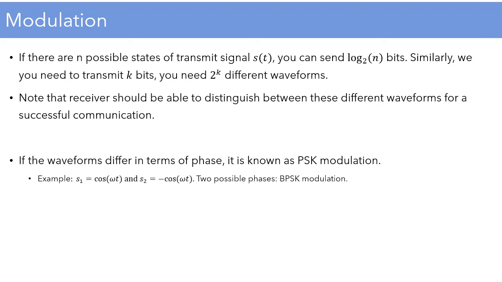If the waveforms differ in terms of phase, for example, one is cos omega t, another is minus cos omega t, then we call it a PSK modulation, which is phase shift keying, because we are shifting the phase for different types of waveform. One example is binary phase shift keying, BPSK, where you use 2 types of PSK. One is phase 0 and another is phase 180. You can also have cos omega t and sin omega t as 2 different phases.